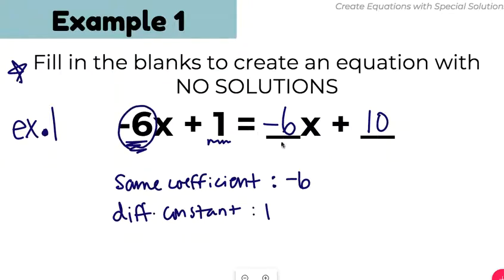Coefficients must be the same. Constants must be different. Because again, when my variables cancel each other out, when I solve, I need to be left with a number on each side that's not equal. And we're using the same exact equations we did in the other section, just so that you can see that depending on what you need, for the most part, you can get this done no matter what you're asked solution-wise.